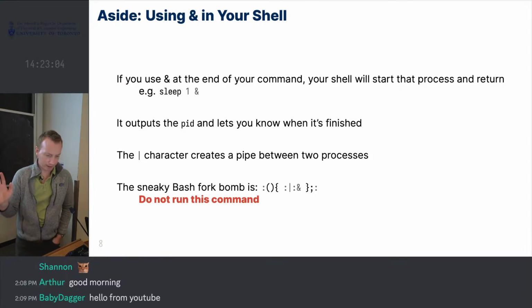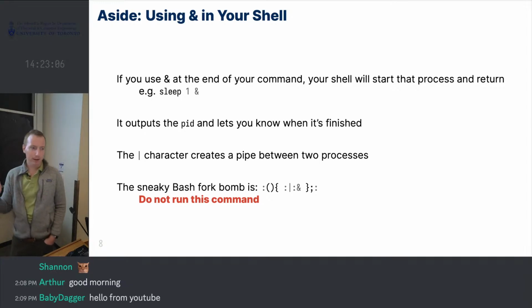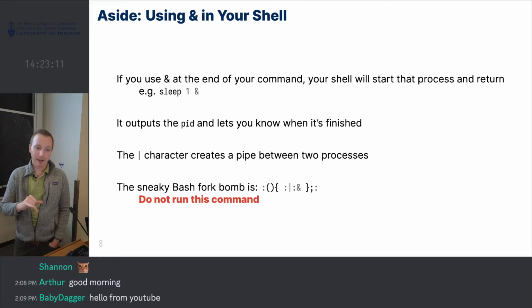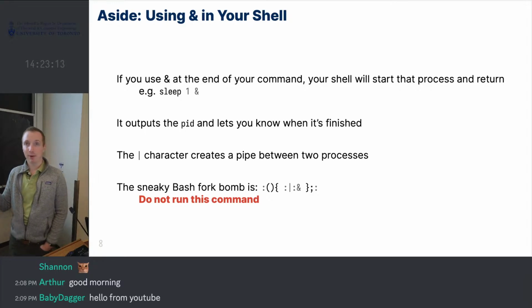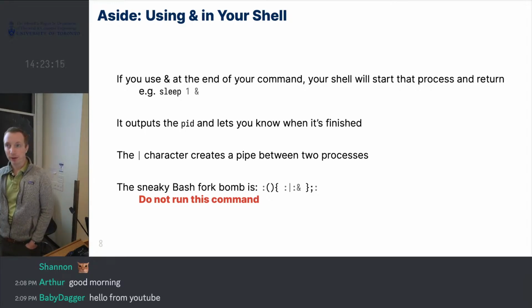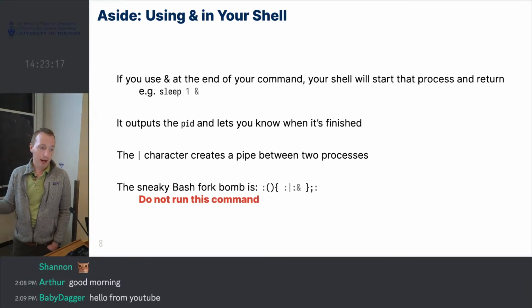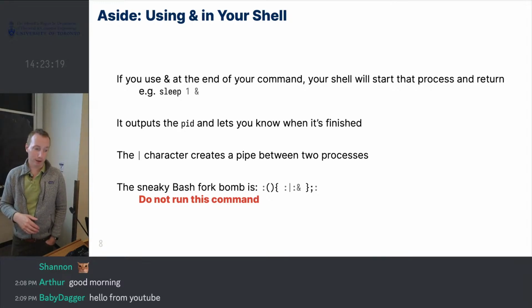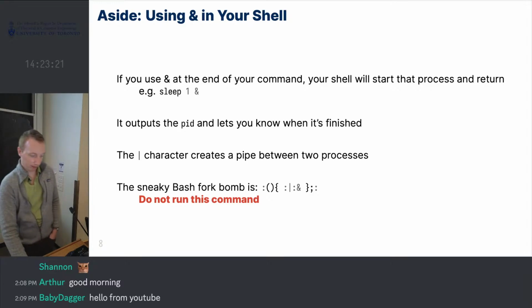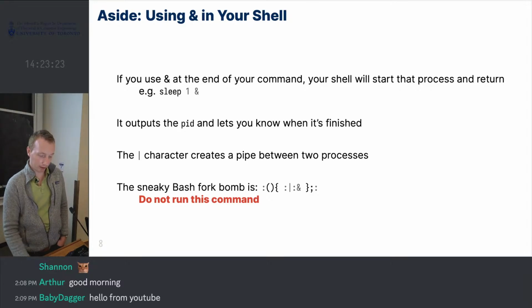Just as an aside first, you might see an ampersand in your shell. If you use an ampersand at the end of the command, your shell starts that process and returns immediately, so it just forks and lets that process run, and it outputs the process ID to let you know when it's finished. The line character creates a pipe between 2 processes.